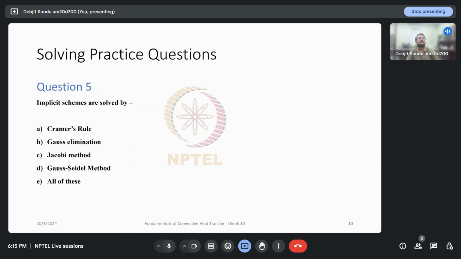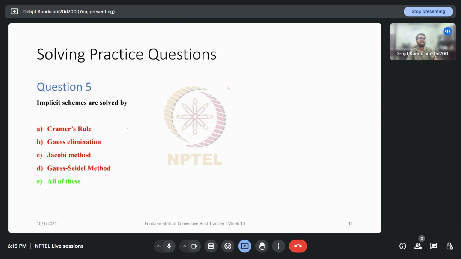Okay, so moving on, we'll move on to how are implicit schemes solved. Are they solved by option A, Kramer's rule, option B, Gauss elimination, option C, Jacobi method, option D, Gauss-Seidel method, or is it option E, all of these? Taking a look at the solution, these are all methods by which implicit schemes can be solved.